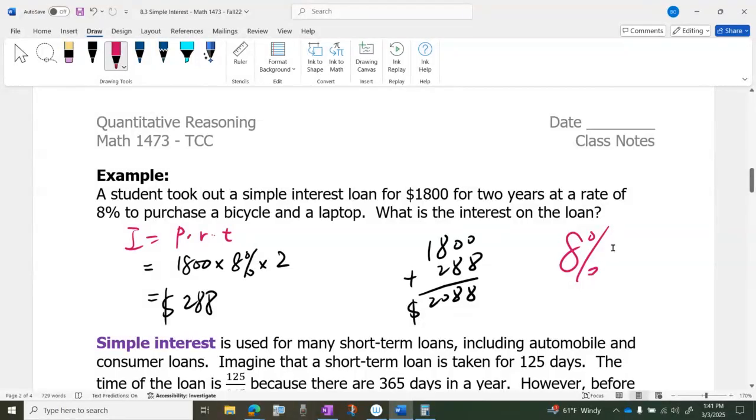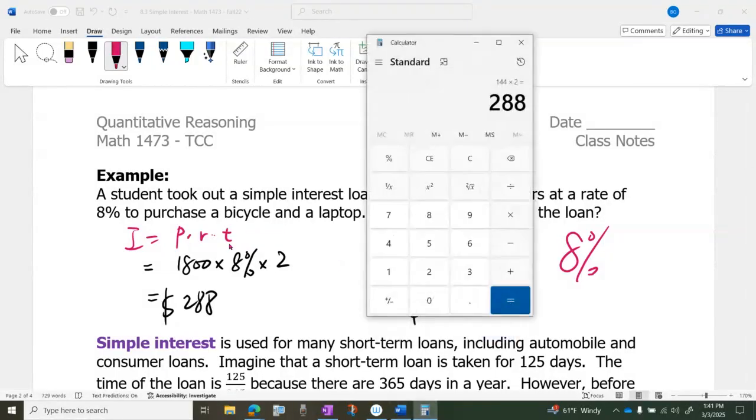$8 more, right? Yes, you have to repay the principal for sure. The interest is $8. You borrow $1,800. So every time you borrow $100, you repay $8 as interest, right? And now you borrowed $1,800. Of course you use 18 times 8. And that's how much interest you owe for 1 year.